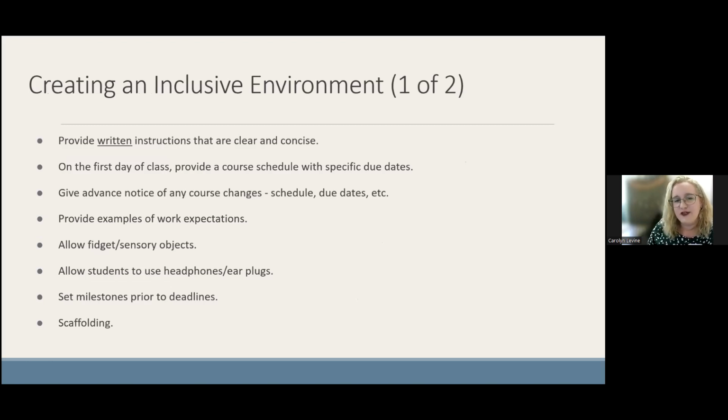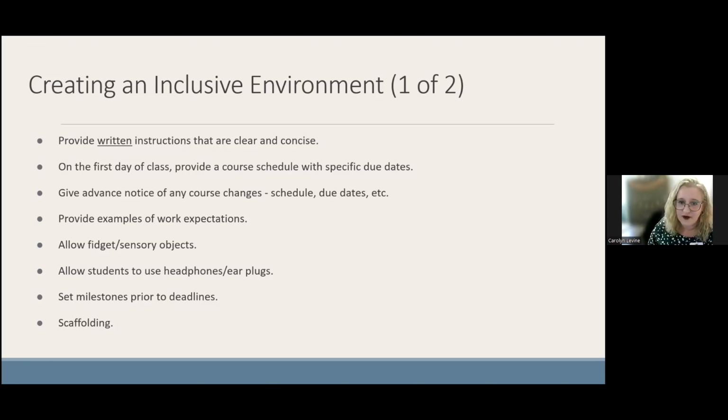So these are a couple things that you can do to make your learning environment a bit more inclusive. This is going to sound pretty repetitive because it's very similar to a lot of the strategies and accommodations that I just mentioned. So again, providing those written instructions, super, super helpful. Again, not just for folks on the spectrum, but I think it's helpful for anyone in your class, regardless of their disability status.